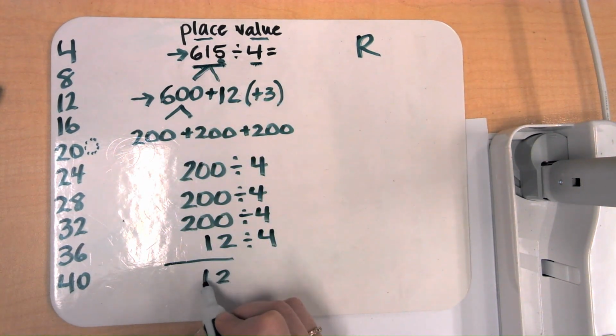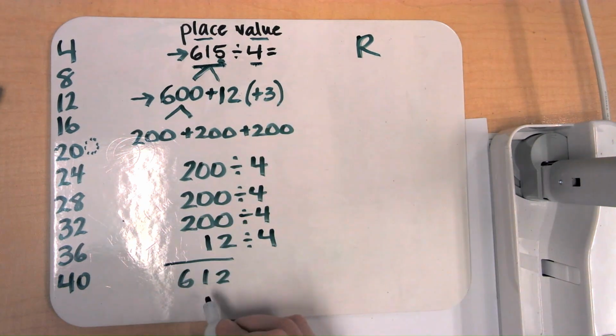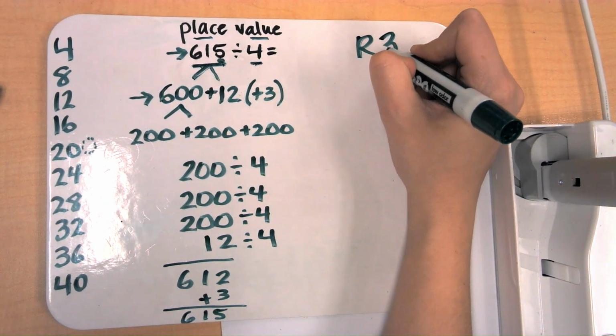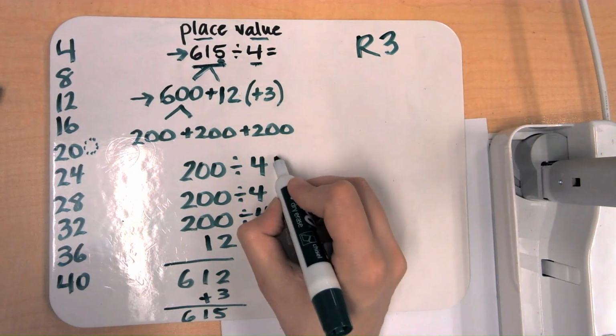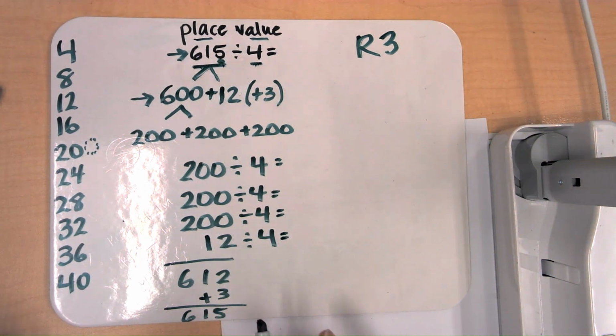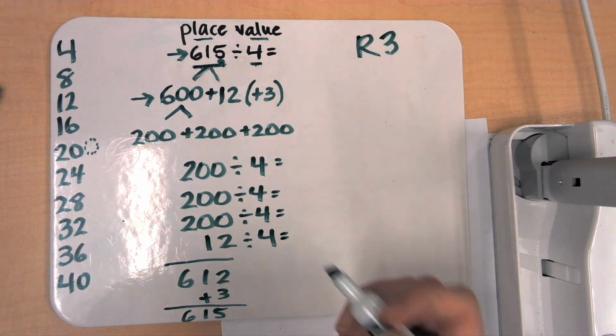So we have 612 plus our 3, and that 3 gets us the 615. That 3 turns into our remainder. And so now what is our answer though? Okay, look at all this work we've done, but what is my answer?